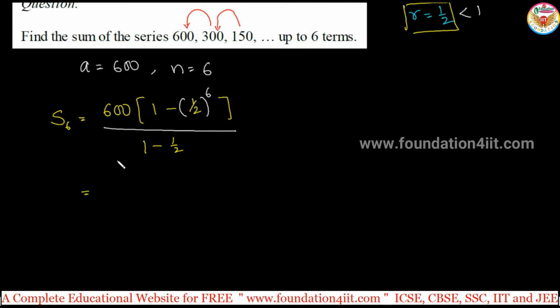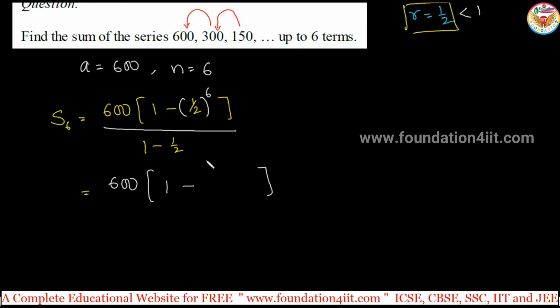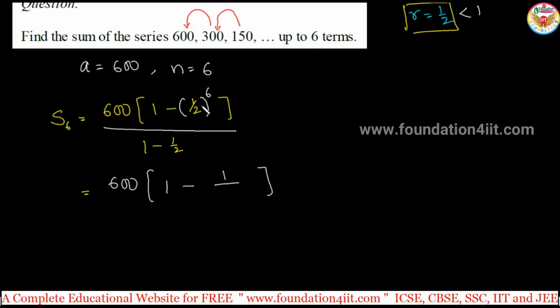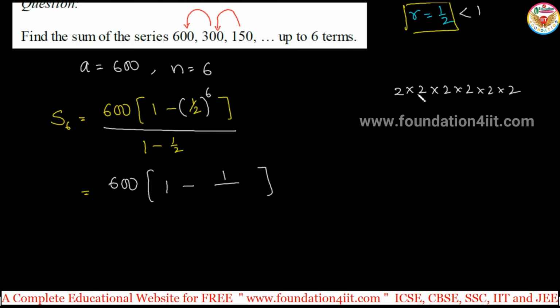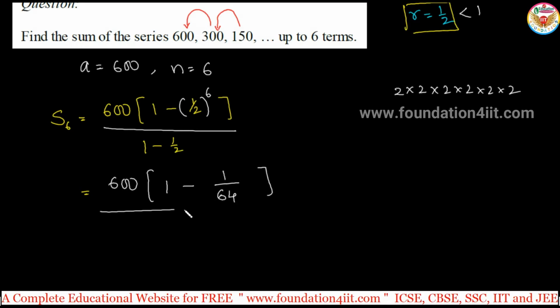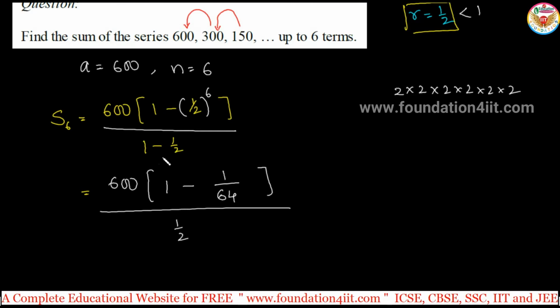Let us calculate this. 600 into, within the bracket simplify first, 1 minus 1 by 2 whole power 6. So 1 power 6 is 1, because 1 multiplied 6 times. Again 2 to the power 6, that means 2 should be multiplied 6 times: 2 to the 4 is 16, 32, 64. So 2 to the power 6 is 64, divided by 1 minus 1 by 2. 1 minus 1 by 2 is again 1 by 2. Just do the LCM: 2 minus 1 by 2 is 1 by 2.